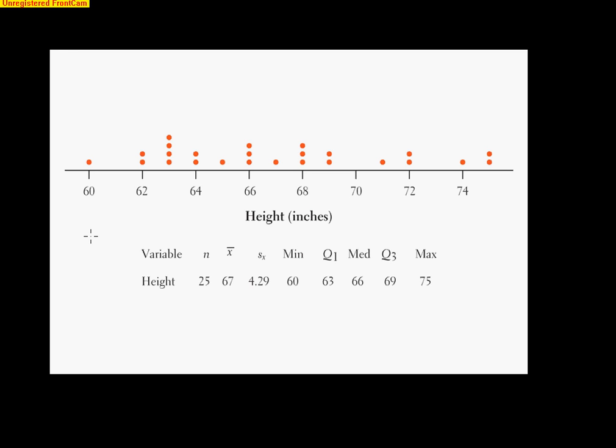The mean is going to go from 67 to 69. Pretty easy. The median is going to go from 66 to 68. Q1, Q3, the min, the max, those are all measures of location. They're specific values that are all going to go up too.